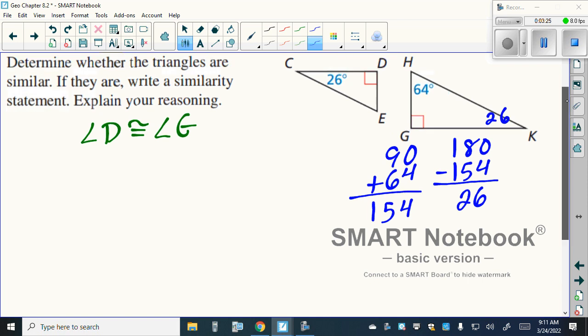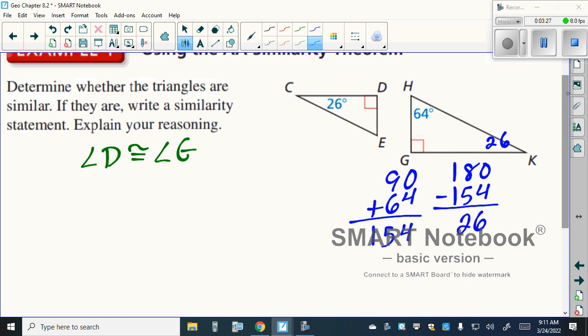So the measure of angle K is 26. Do we have another set of angles that are congruent? Yes. We now know that angle K is congruent to angle C, yes? Do we have two angles that are congruent? Yes. So can we say the two triangles are similar? Yes. Any questions on what we've done so far?